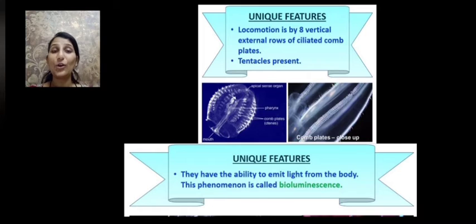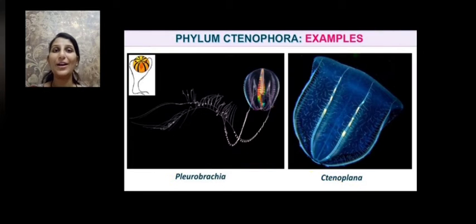And they also have tentacles on their body. And another unique feature is that they have the ability to emit light from their body, and this phenomenon is called bioluminescence. So the phenomenon to emit light from their body is called bioluminescence. You can see examples are Pleurobrachia and Ctenoplana. So Ctenoplana and Pleurobrachia, they are examples of Ctenophora.